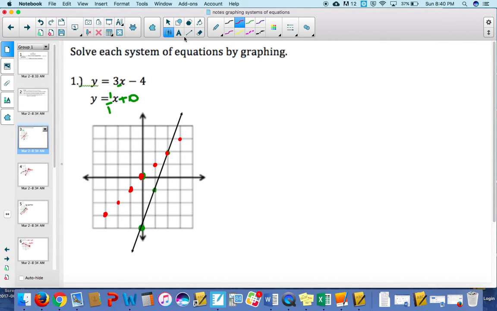I'm going to grab another line tool here. Notice that these two lines intersect at one ordered pair right here. We're going to write that solution as an ordered pair, x comma y, over 2, up 2. So the solution is (2, 2), and that is one answer.